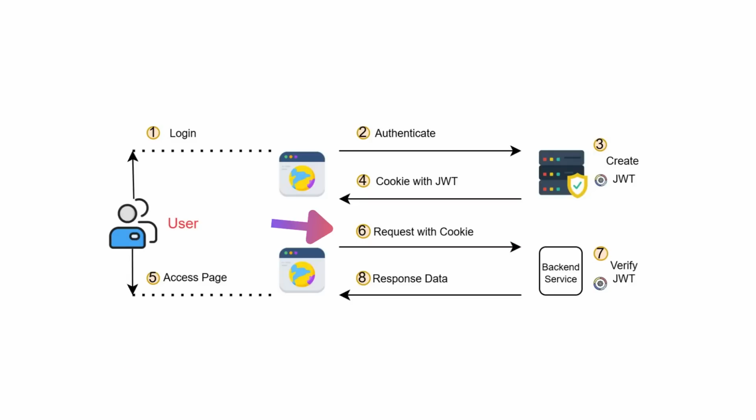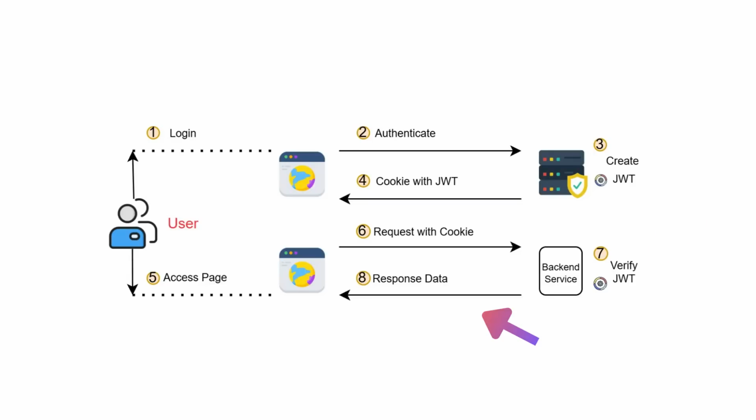In the sixth step, the browser sends a request to the server for the restricted page. Along with the request, it automatically includes the cookie that contains the JWT. In the seventh step, the backend service checks the JWT inside the cookie. It verifies whether the token is valid and ensures that it hasn't been tampered with.